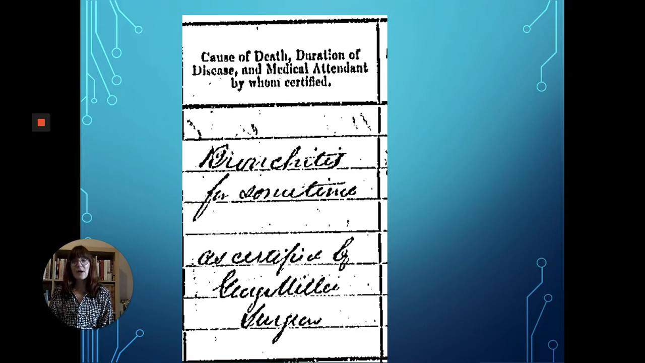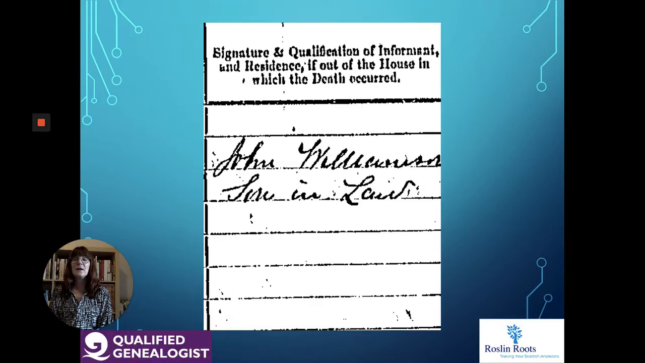Peter died from bronchitis, which he'd had for some time, and it is possible that his job as a stonemason contributed to his illness. Another very useful bit of information we have is from the informant. Because people often died at home, the informant was usually a relative. So here we see John Williamson was the son-in-law of Peter.